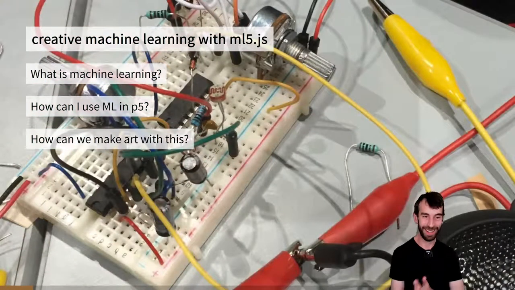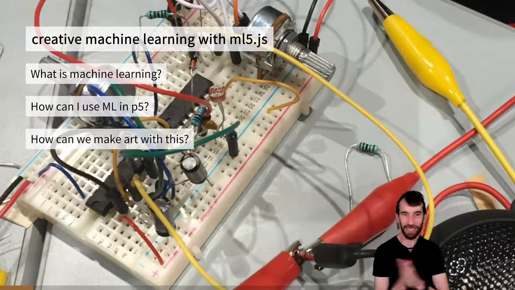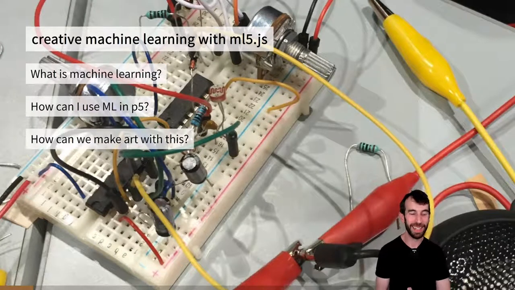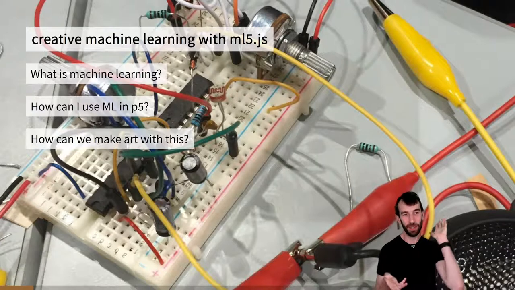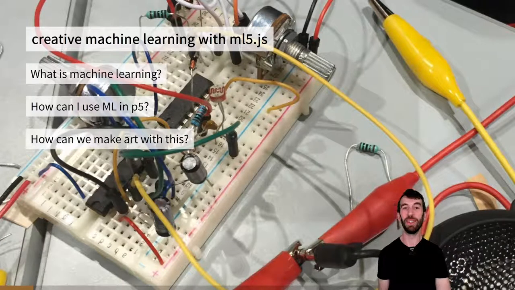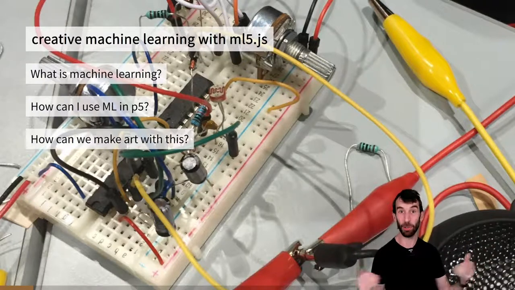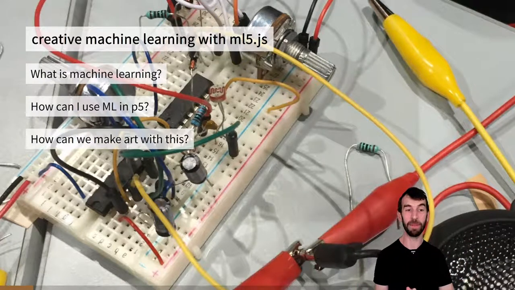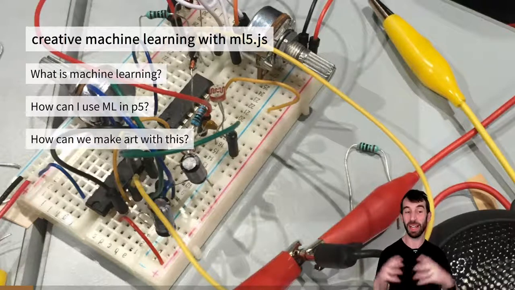So, creative machine learning with ML5.js. Here are the three questions we're going to talk about. One, what is machine learning? Two, how can I use machine learning in P5? Three, how can we make art with this? I suppose for the third, we don't answer it that much because, again, it would take a whole course to get into this in great detail, but we can talk about the first two and start to get a surface idea of number three.